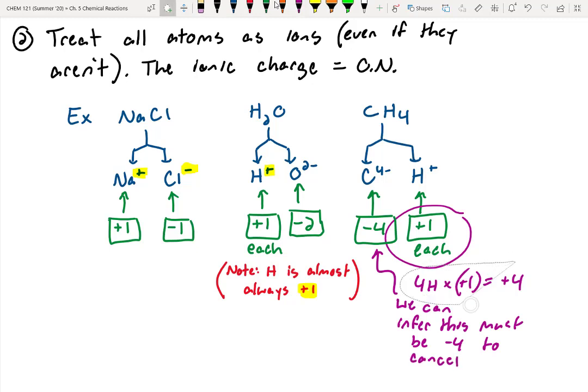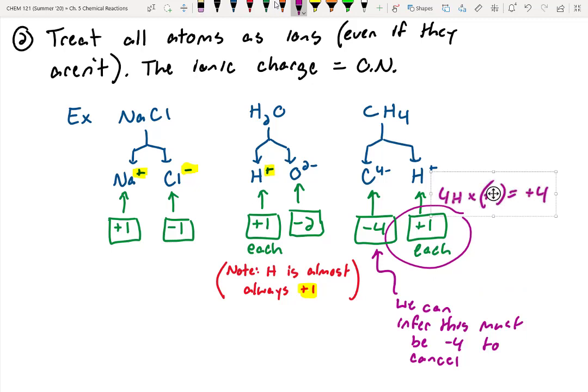And I'm just going to go ahead and move this over here so it's out of the way. And that brings me to my next point. All right, so in number 2, I said, try to treat every single atom as an ion, even if they aren't. And so in this case, we said that water and methane are covalent compounds, but we treated every single atom as ionic to find the charge.